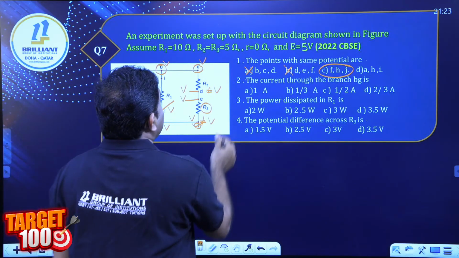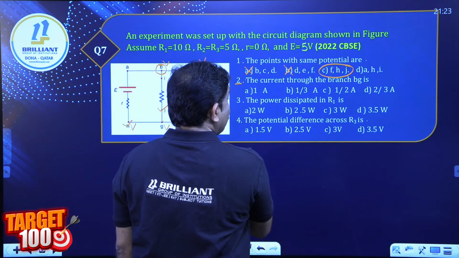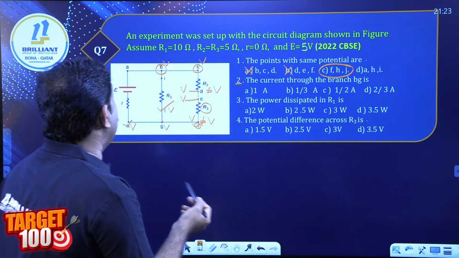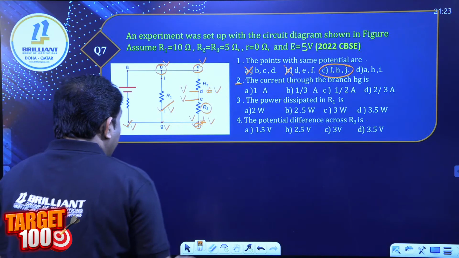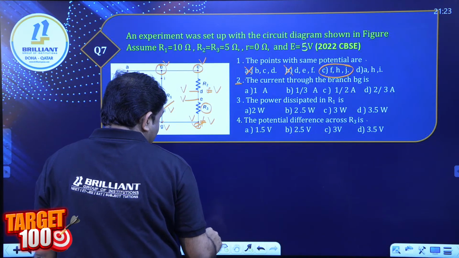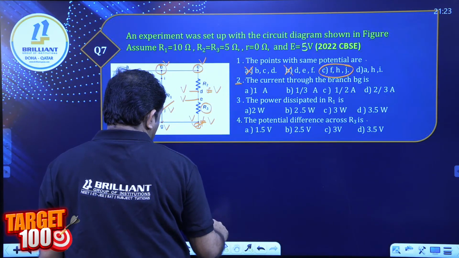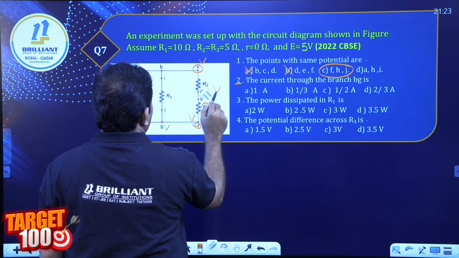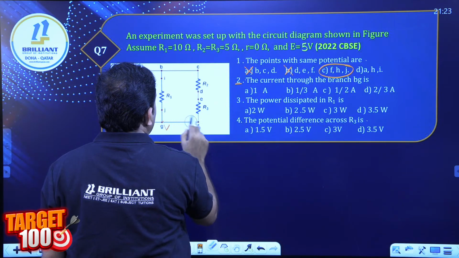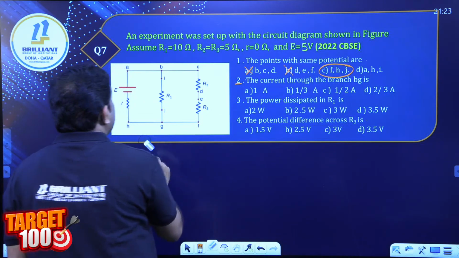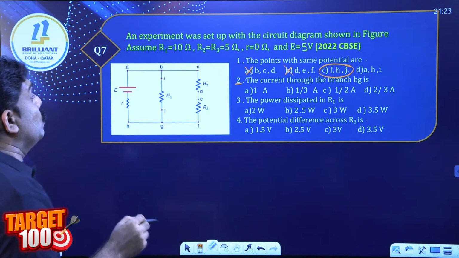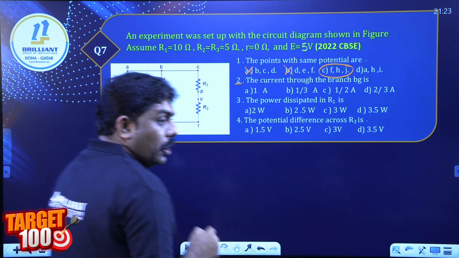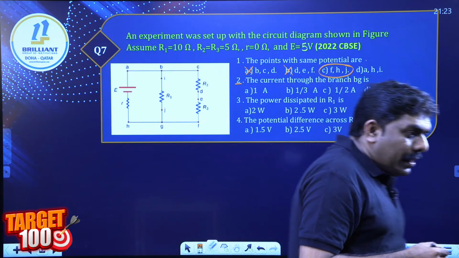Okay, now the second question we are trying. The current through the branch BG is, so look, we have to find the current through the branch BG now. So just erasing all this, to avoid confusion for the second explanation, let me mark it again. So look, how can we find the current flowing through the branch BG?